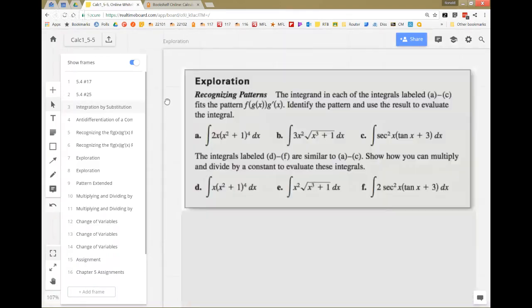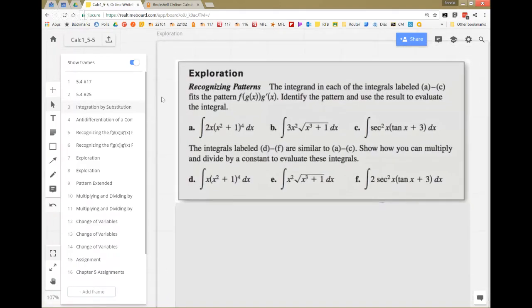Now, to get you in the mood for this discovery of these patterns, we're going to take a look at some exploration problems here. And the first one is this integral of 2x times the quantity x squared plus 1 to the 4th with respect to x. What's the innermost function? The x squared plus 1 in the parentheses, right? And what's the derivative of x squared plus 1? 2x. Notice how this is set up really nicely. The chain rule has already been done.